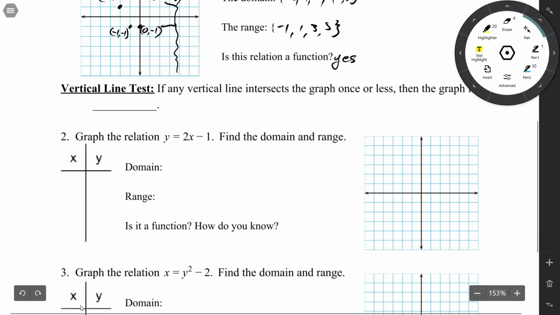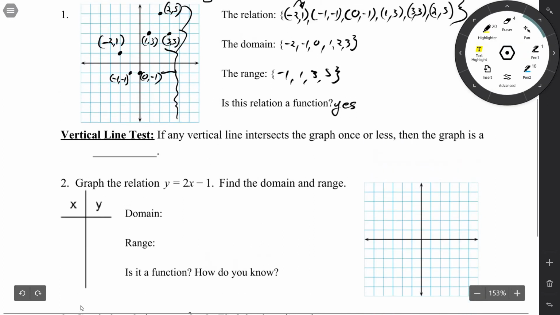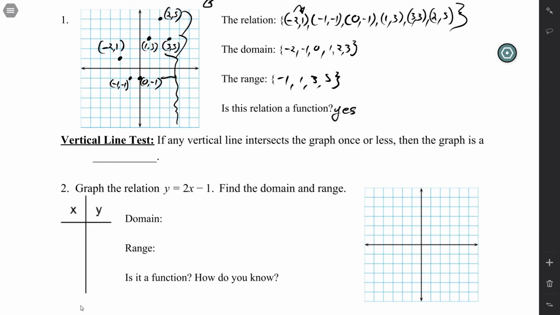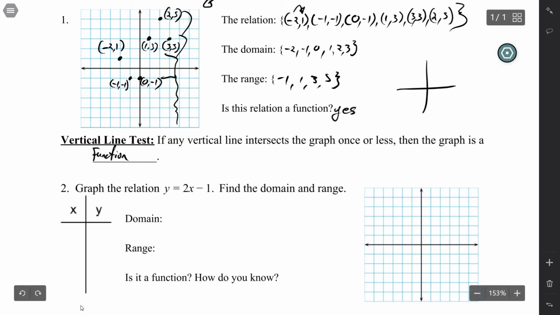Let's scroll down. And this is actually going to pair in. I'll pan back up just a little bit so we can do the test on our own relation. If any vertical line intersects the graph once or less, then the graph is a function. You may have a restricted domain, in that your graph only comes up with one right now. This is a function, but there's no way to get any type of negative x. There's no negative input. You can draw a negative line here and not intersect at all, and it would still be considered a function.